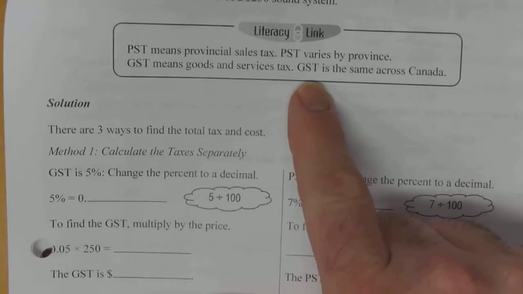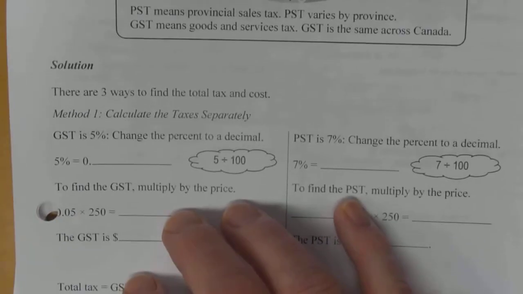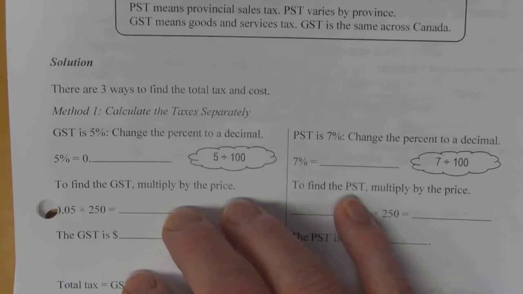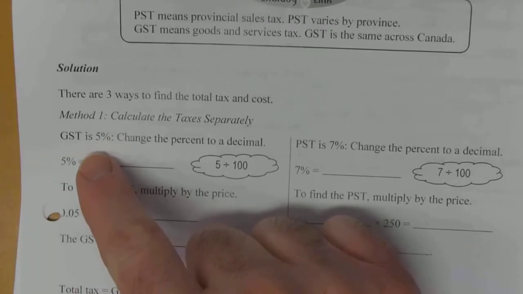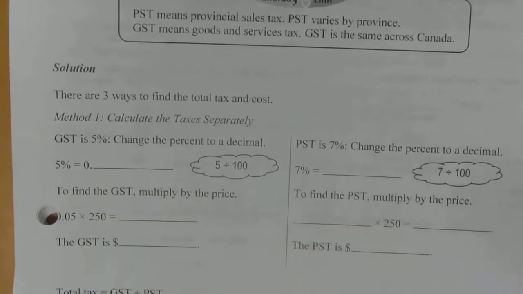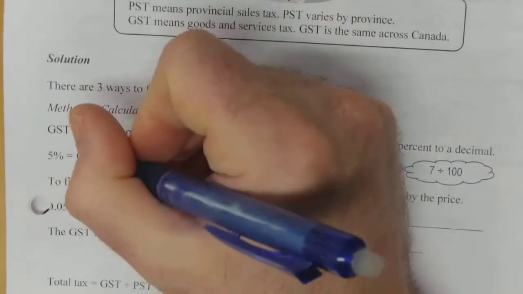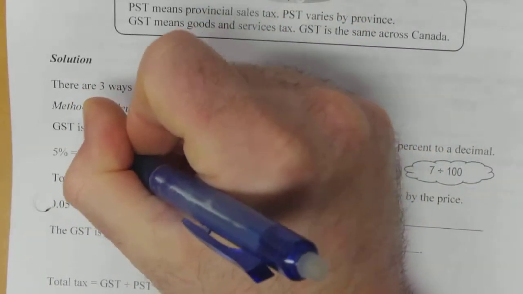All right, so let's have a look at this. There are 3 ways you can find the total tax and cost. We'll look at all of them. Method 1 is calculate the taxes separately. So we're told that GST is 5%. So we can turn that into a decimal by dividing it by 100. 5 divided by 100, which will give you 0.05.